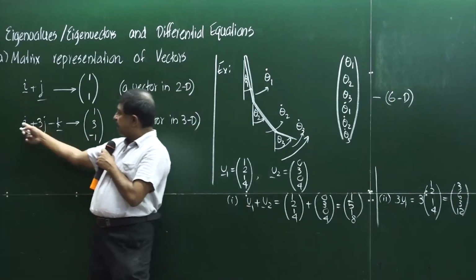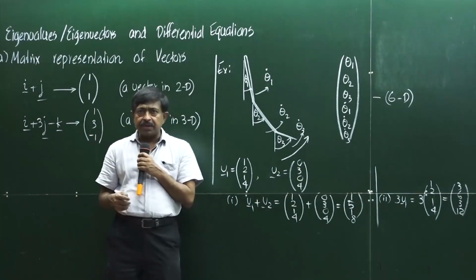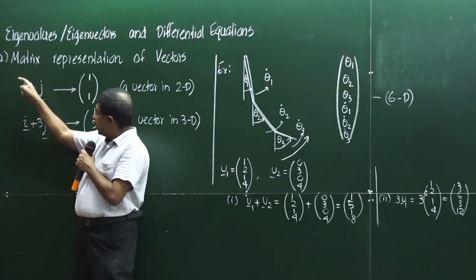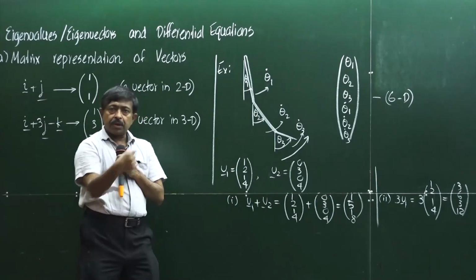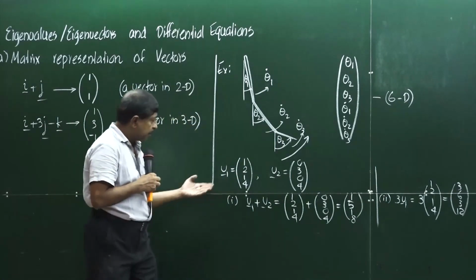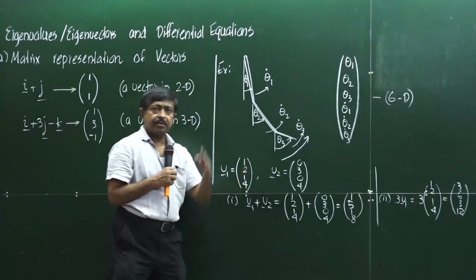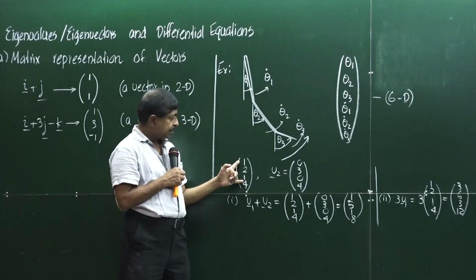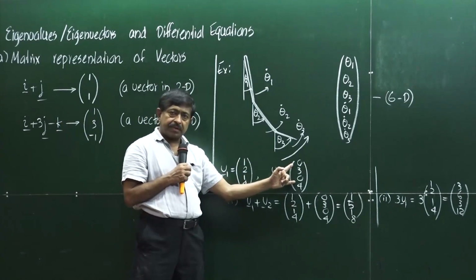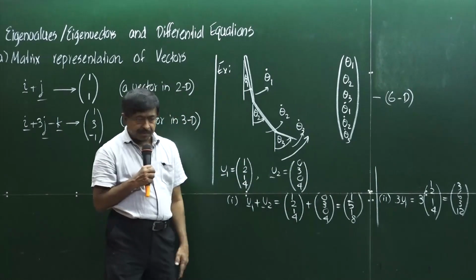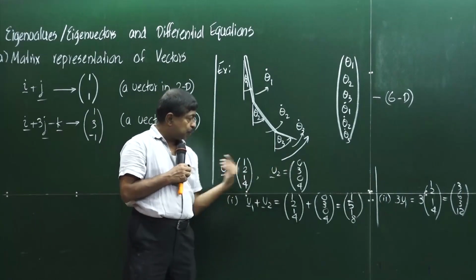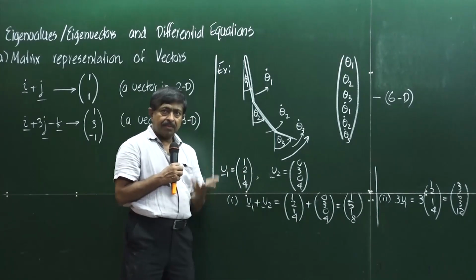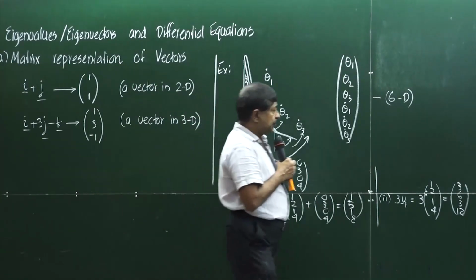If you write them in i, j, k, again you add in the same way, right? For example, if you have i plus j and i plus 2j, you add components of i together, components of j together. Simple thing. Corresponding numbers are added. But you cannot add a vector in 4-dimensional space with a vector in 3-dimensional space. Here you can, because both are from the same family, the same space. Simple, right? Now we'll move to the next one.